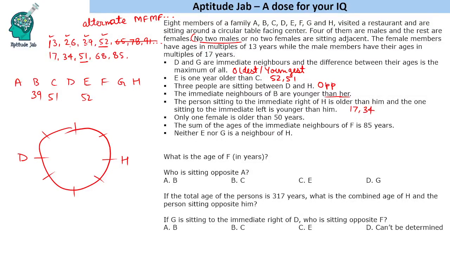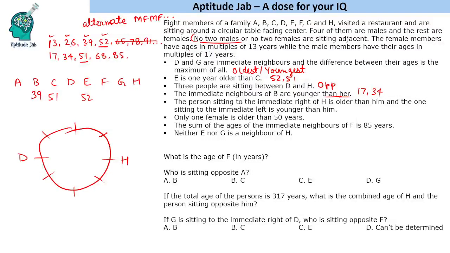The person sitting to the immediate right of H is older than him and the one to the immediate left is younger than him. So one will be older, one will be younger. Then there is one statement given that neither E nor G is a neighbor of H. Now E or G is not the neighbor of H.